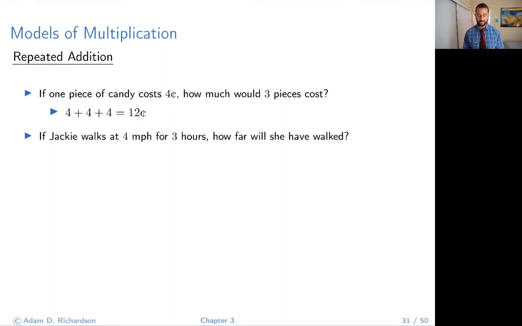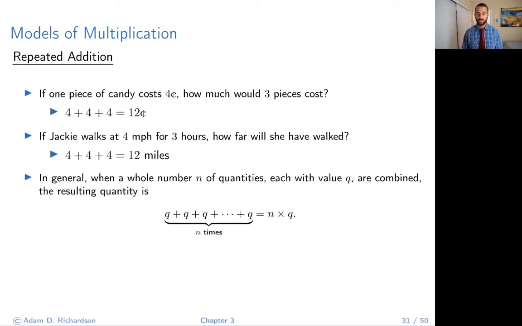Same thing here. If Jackie walks at 4 miles per hour for 3 hours, it's doing 4 plus 4 plus 4, and you get 12 miles. So once again, it's just repeated addition. So in general, when you have a whole number n of quantities, each with value q, and they're combined, the resulting quantity is this. And this is the symbol that we use. So basically what we're saying is that if you have n times q, you add q to itself n times. This is the exact same structure that we have up here if you look at these two examples, right?